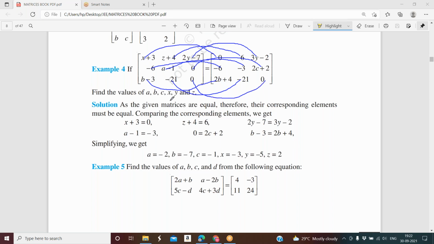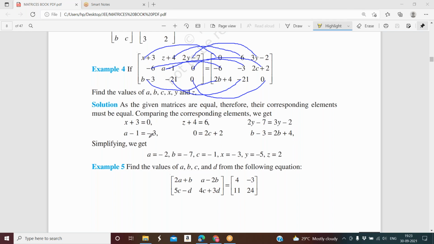How do you know that these two matrices are equal matrices? B32 is equal to A32, both are minus 21. Similarly, A33 is equal to B33, both are 0. Right? Similarly, A21 is equal to B21, this is minus 6. So these two matrices are equal matrices. Using this concept, we can get the values of unknowns.